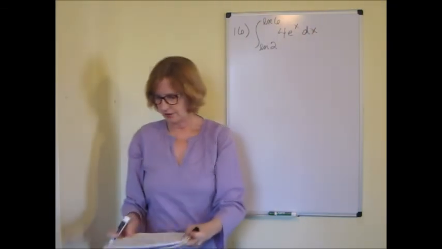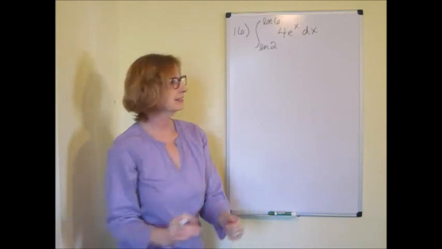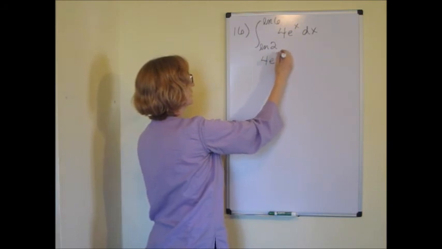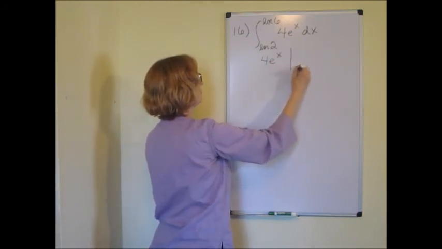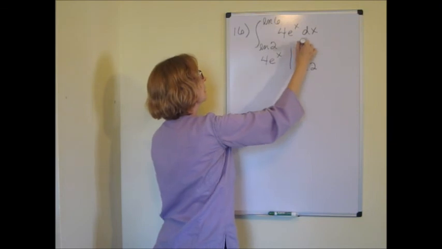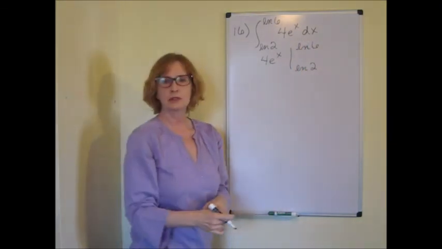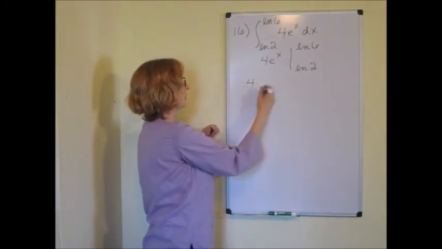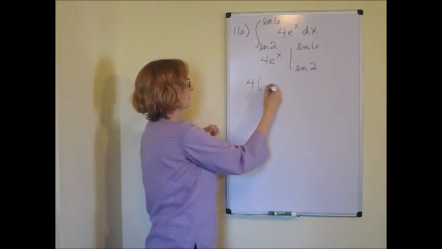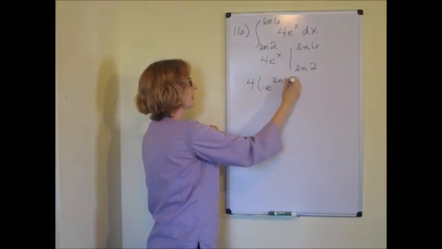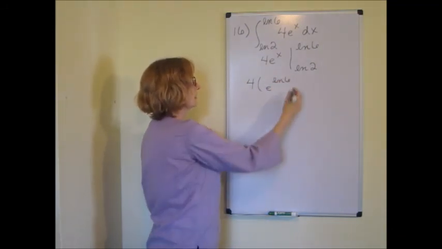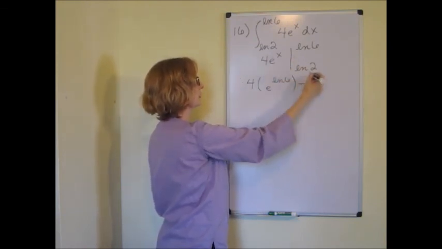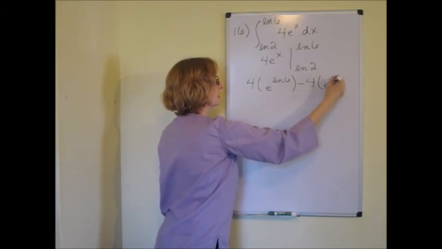Well, integrating e to the x is easy. It's just e to the x. So this one is still going to have the 4 in front of it, and then e to the x, and we're just taking this from the natural log of 2 and the natural log of 6. So we'll plug in our natural log of 6 first. And then subtract 4 times e to the natural log of 2.